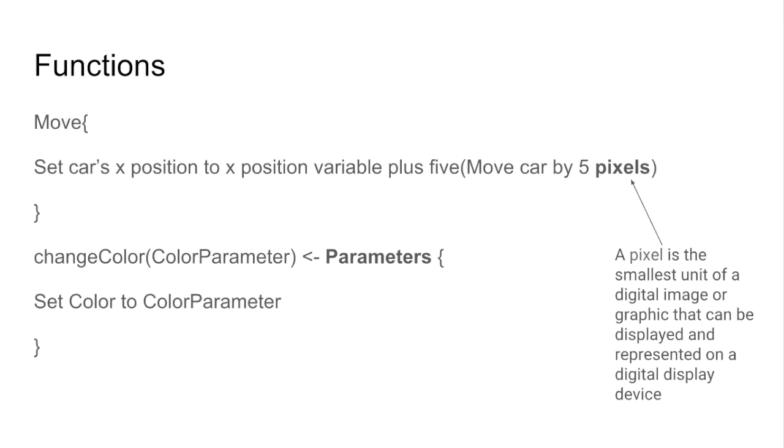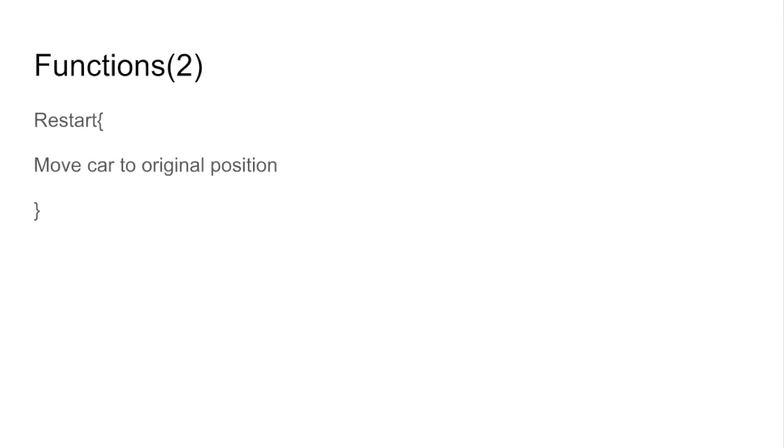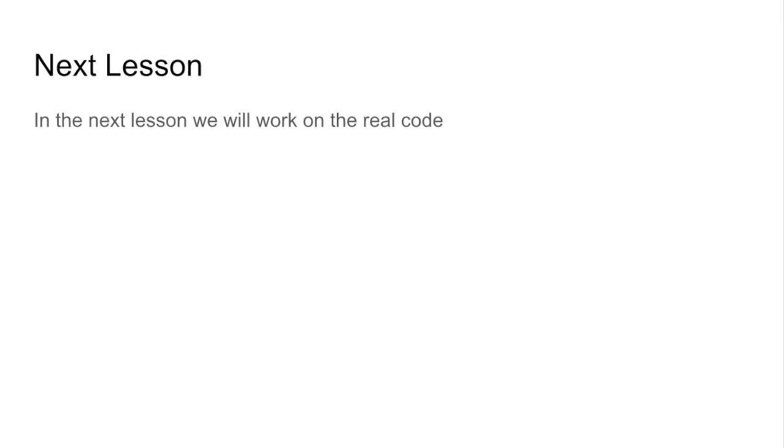Now, our change color function. Our parameter in this is the color parameter. Well, what is a parameter? A parameter is simply something that the function asks for before it is run. Like change color, it has to know what color to change to. That's why it's a parameter. So when you tell the computer to run that function, you have to tell it what color to change to, and then we'll just set the color to whatever color we set in the parameter. And our last function, restart, will just move the car to the original position using the same method that we used to move the car forward, except using subtraction.